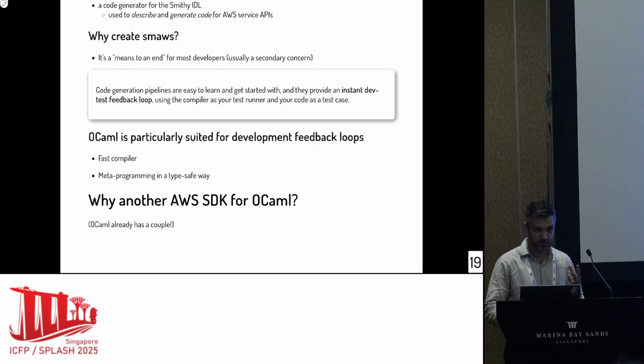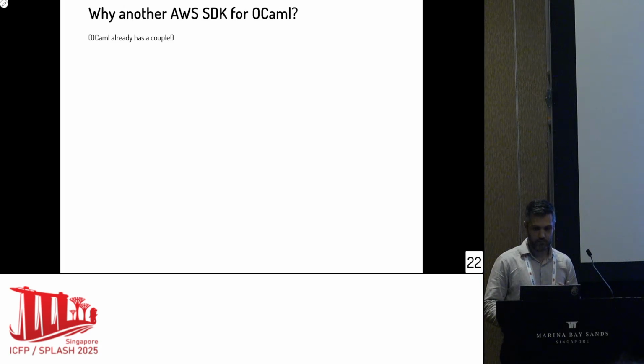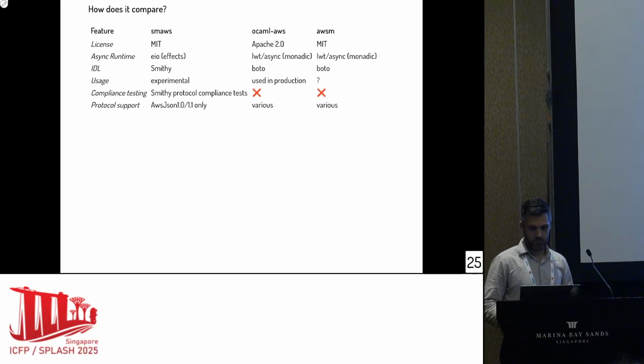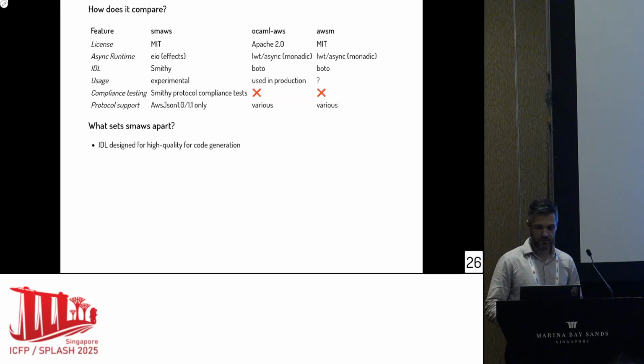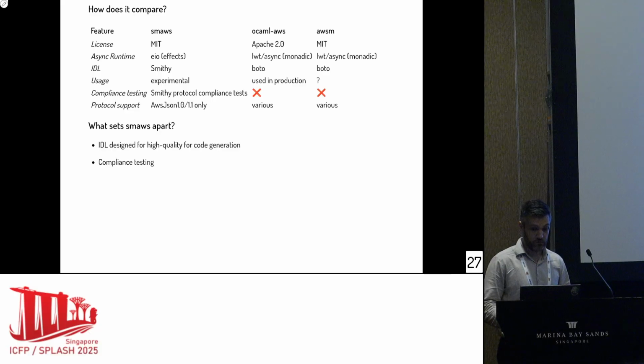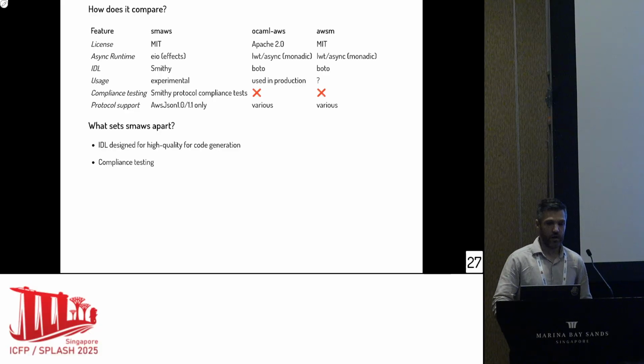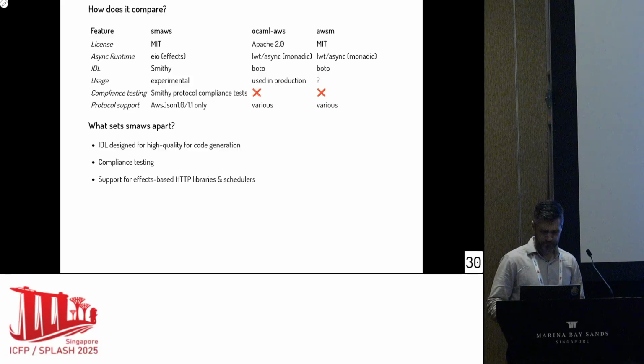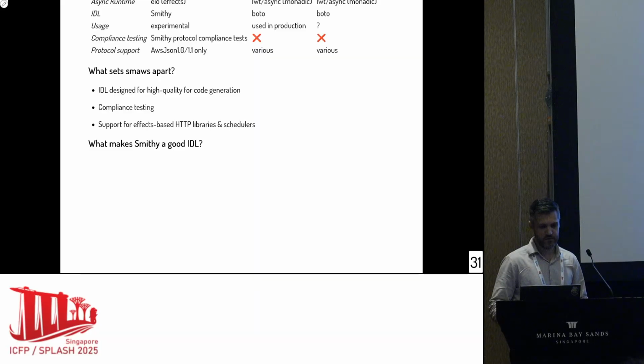There's already, I think, at least two. Let's look at how it compares to other implementations. Unlike OCaml AWS and AWS SM, Smithy's interface definition language lets you generate high-quality interfaces for calling AWS services. It also supports automated compliance testing, and importantly, it uses newer HTTP libraries that take advantage of the effects-based scheduler in OCaml 5.